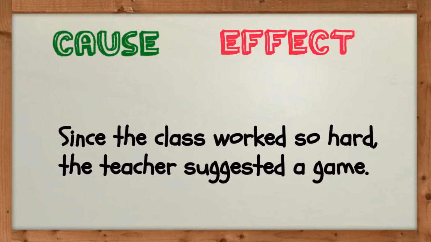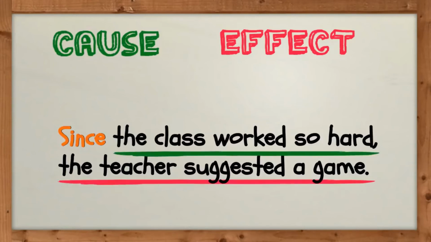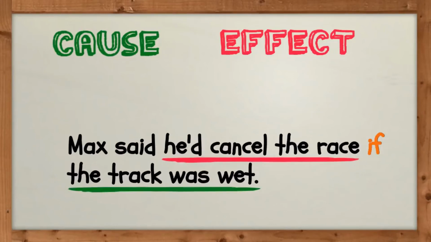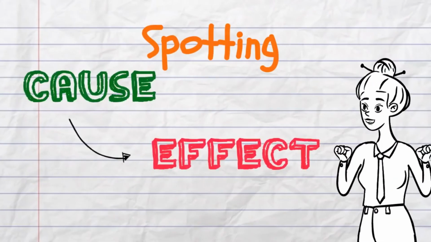Since the class worked so hard, the teacher suggested a game. The word since signals cause and effect. This is the cause, and this is the effect. Max said he'd cancel the race if the track was wet. The word if signals cause and effect. This is the cause, and this is the effect. Spotting cause and effect is easy.